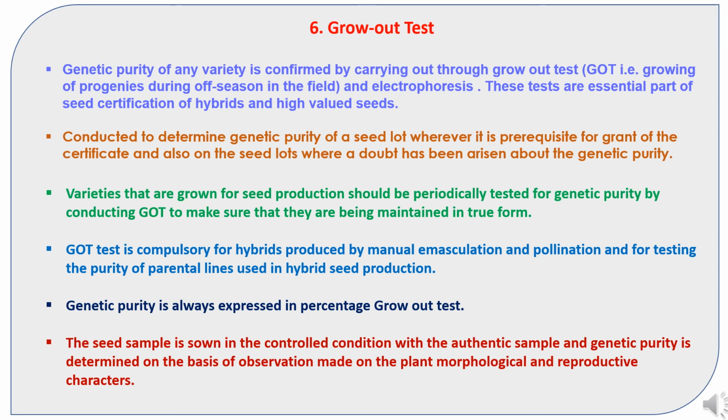Genetic purity is always expressed as a percentage. In the grow out test, the seed sample is sown in controlled conditions along with the authentic sample, and genetic purity is determined on the basis of observations made on the plant's morphological and reproductive characteristics. So in the case of the grow out test, the seed is sown and goes through observations till the reproductive stage.